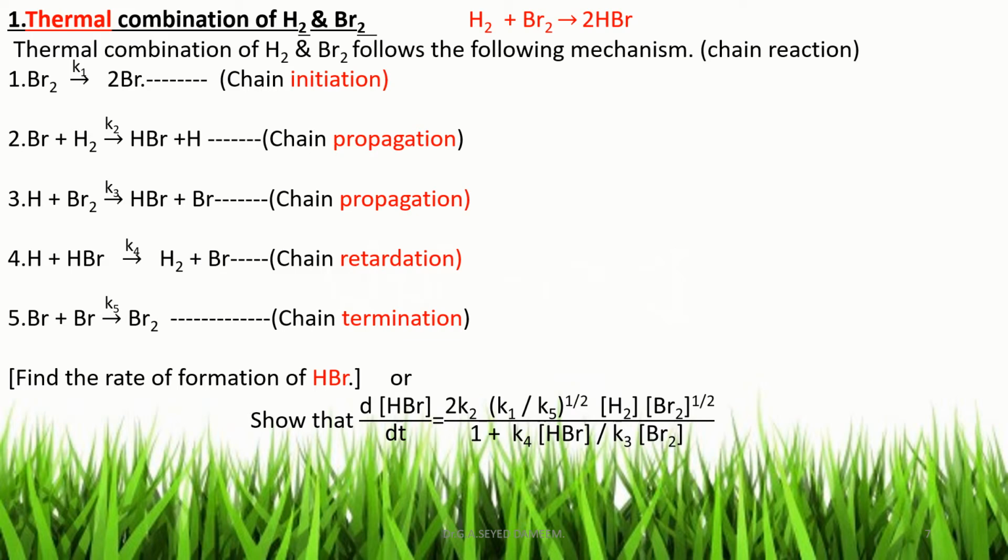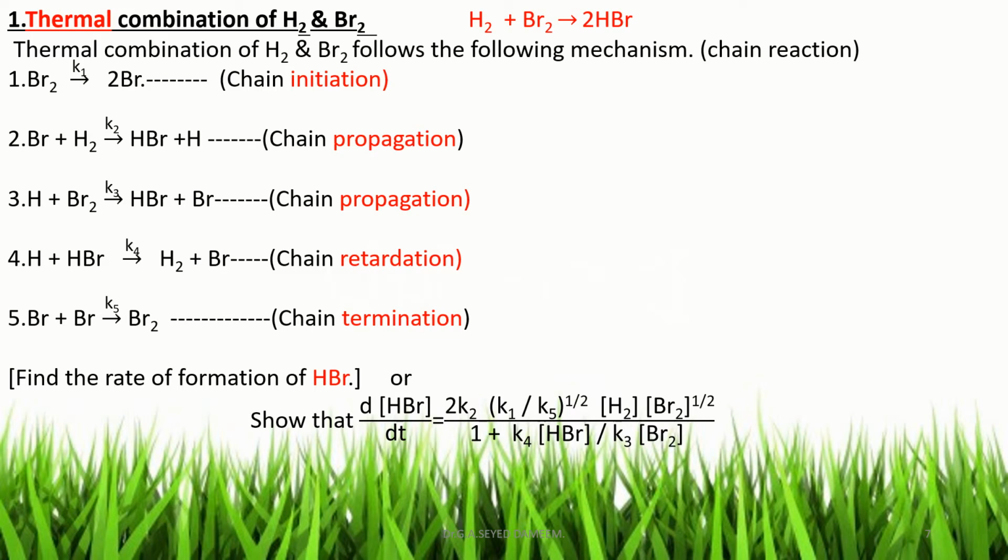Now this bromine radical combines with the hydrogen molecule to form HBr and a hydrogen radical with the rate constant K2. That step is chain propagation. Similarly, another chain propagation step: this hydrogen radical combines with the Br2 molecule forming HBr and a bromine radical with rate constant K3. That step is also chain propagation. And the hydrogen radical combines with HBr forming H2 and a Br radical with rate constant K4. This step is the chain retardation step. And in the last step, the bromine radicals combine to form a bromine molecule with rate constant K5, and this step is called the chain termination step.